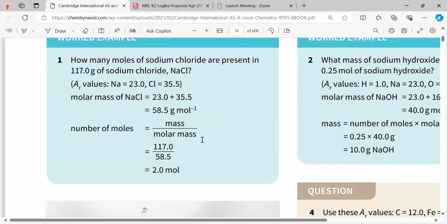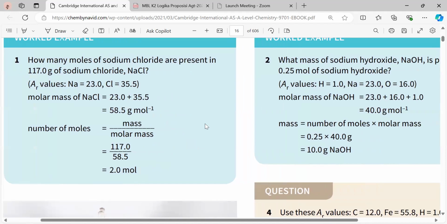And then we have the molar mass, which would be 58.5, which is what we got here. So we divide 117 by 58.5. That would be 2. Don't forget the mole right here. Mole is basically the unit of number of moles. So there we have it, 2 mole. That's how we do this kind of question.